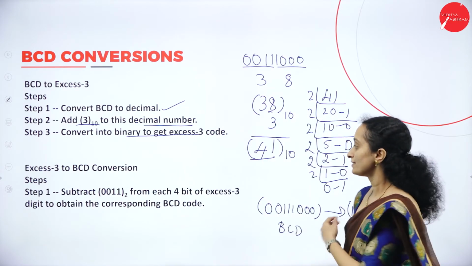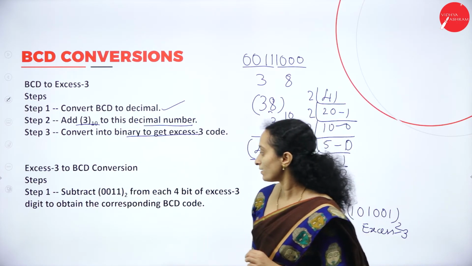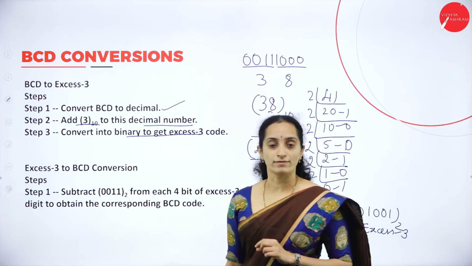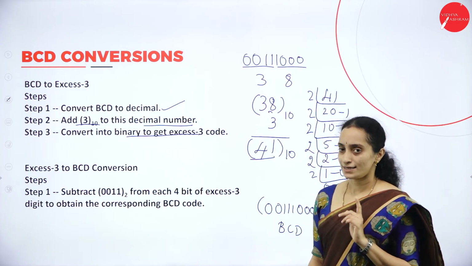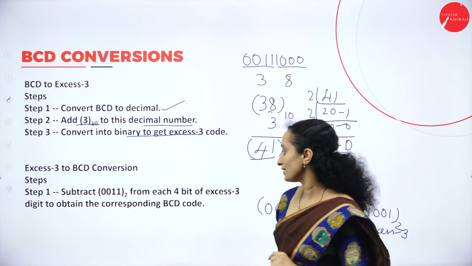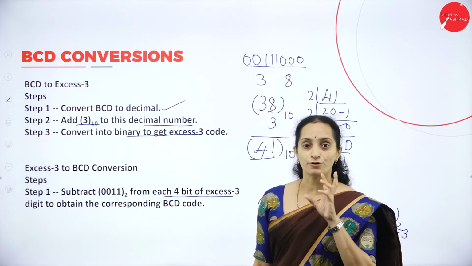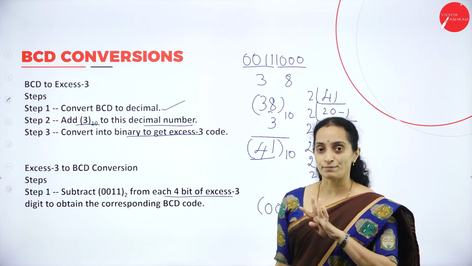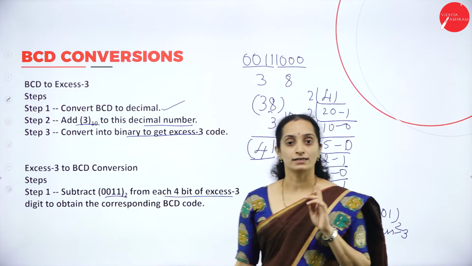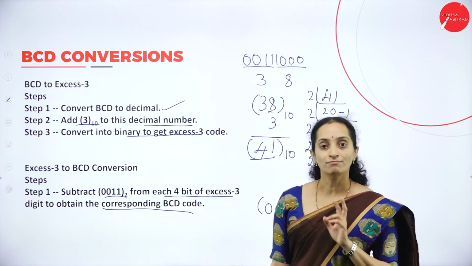Now the reverse of this is XS3 to BCD conversion. Okay, what you have to do is subtract 0 0 1 1. Okay, 0 0 1 1 is the binary equivalent of decimal number 3, is it not? Subtract 0 0 1 1 from each 4 bits of XS3. If you have 8 bits, from each 4 bits of XS3 you have to subtract 0 0 1 1, which will generate the BCD.